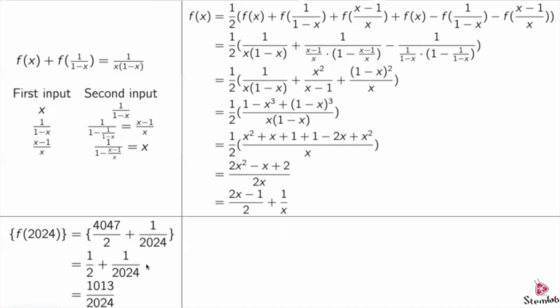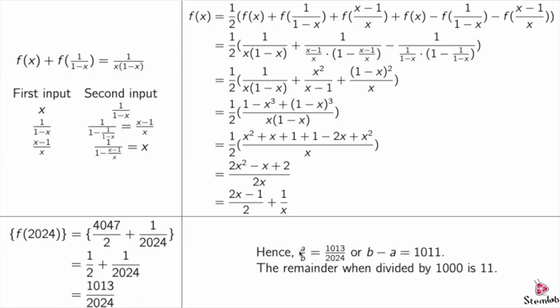I left out the notation. It's just the sum of these two fractions, or nothing more than 1013 over 2024. They're relatively prime. So a over b is just basically 1013 over 2024. Okay, so the difference is 1011, and the remainder when divided by 1000 is 11.